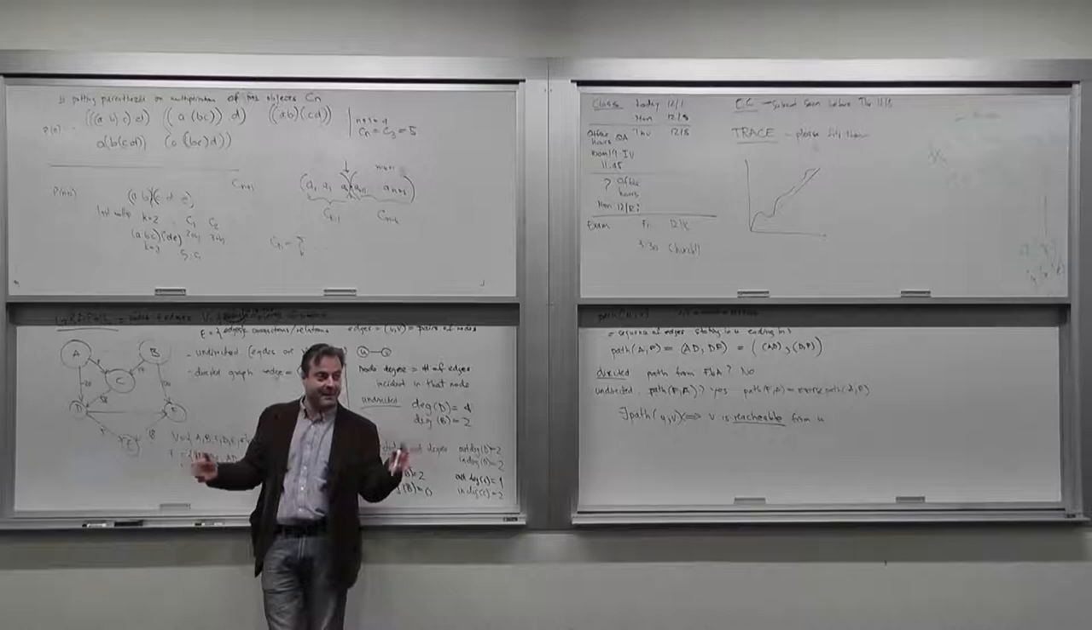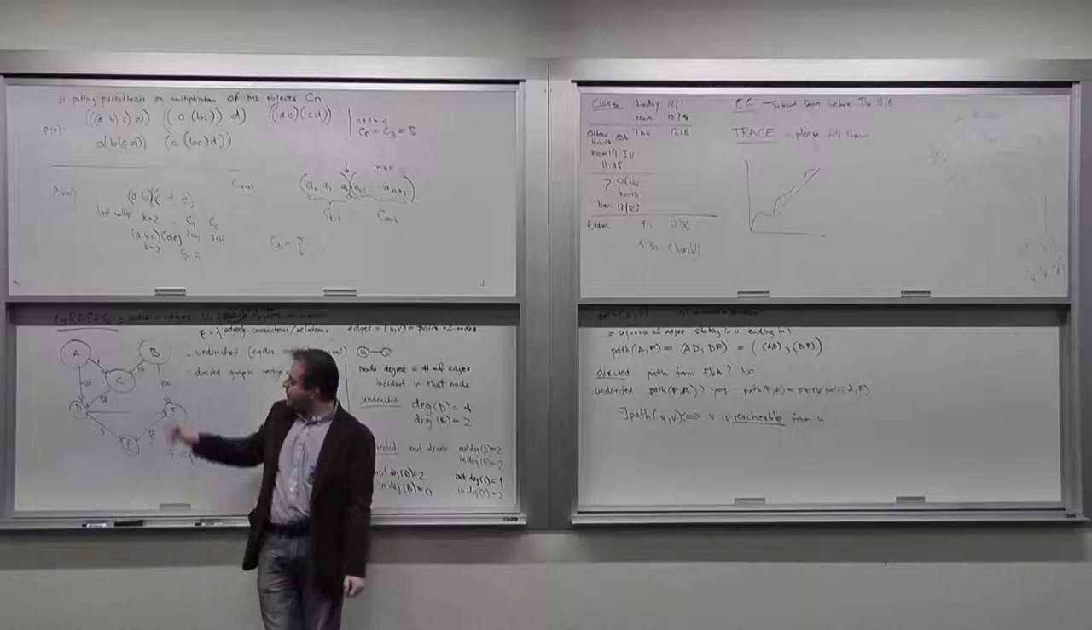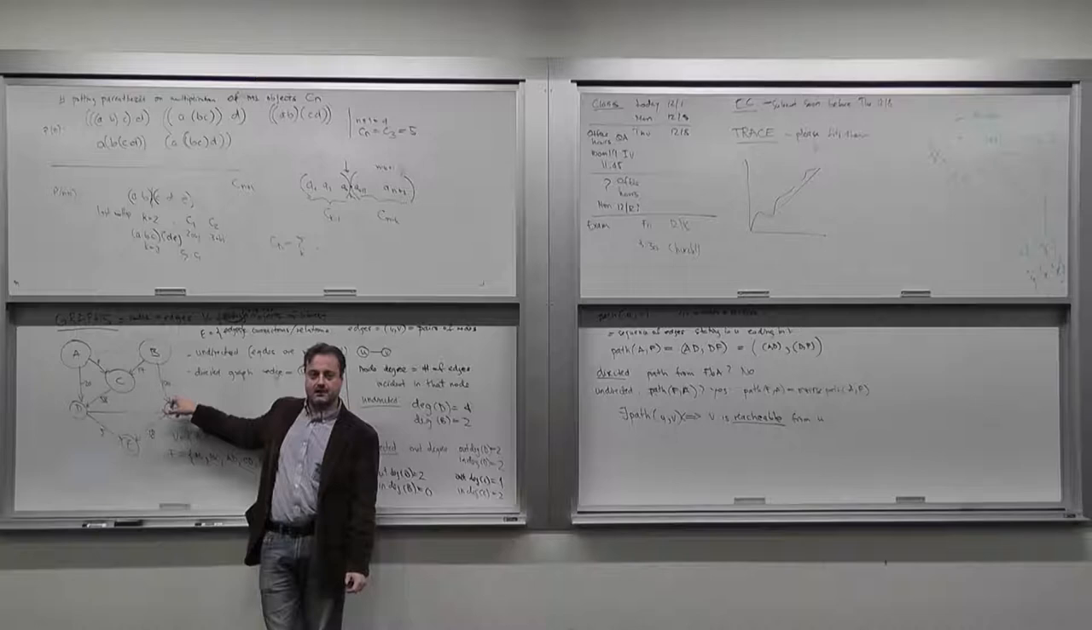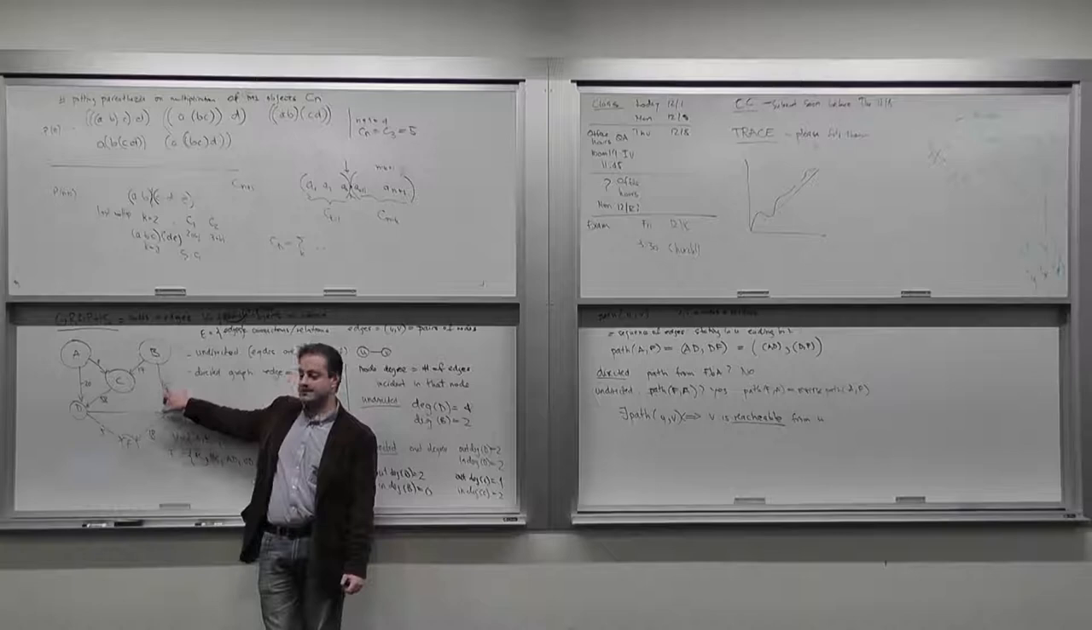What if those are cities and this is distance? These are roads, not trade routes, but roads. What would be this value? Well, it makes sense to put here distance. What if those are flights? What would make sense to put here?